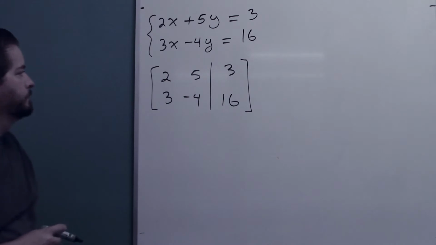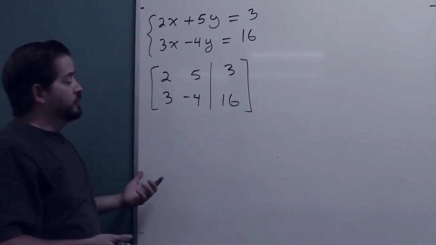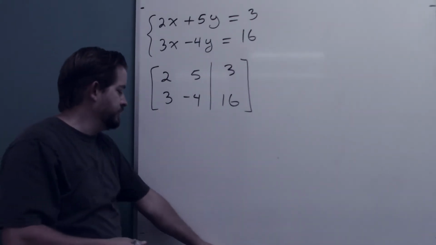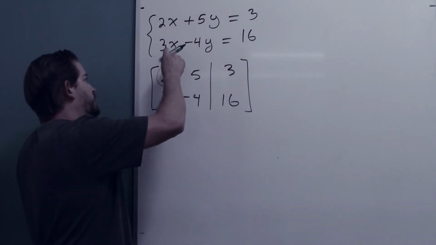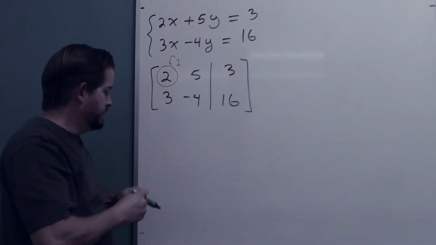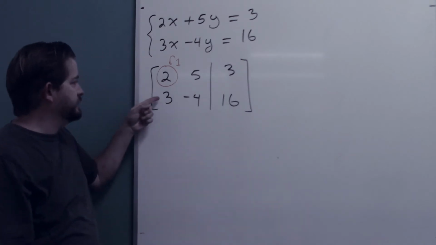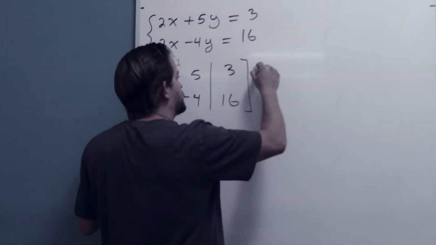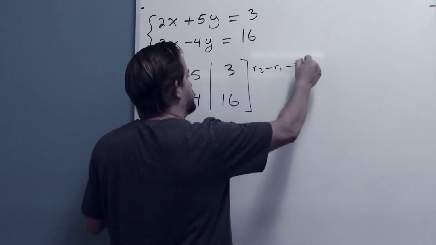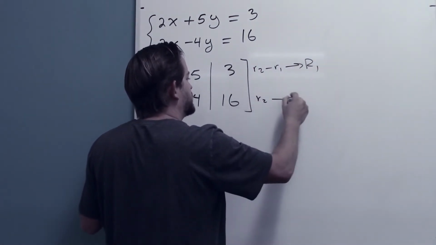Okay. And then I'll go through those steps. The first step is I want to turn this upper left guy into a 1. That's what I want there. How do I get that? Well, it's easy enough to take row 2 and subtract row 1. So I'll do that. Row 2 minus row 1 becomes my new row 1, and row 2 stays row 2.